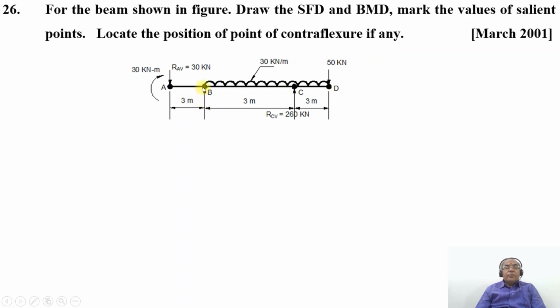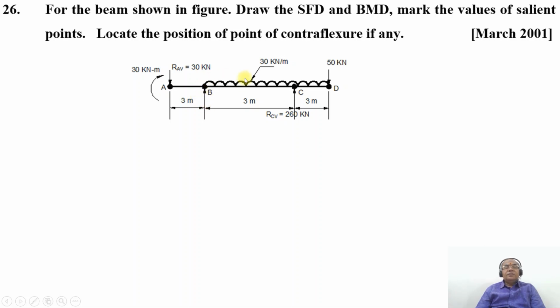So here we have an overhanging beam ABC, which overhangs by 3 meters on the left hand side and also 3 meters on the right hand side. At the point A, we can see the load is acting downwards, which is RAV, which we need to find out. Then we have the clockwise couple, which is 30 kilonewton meter at the point A. And you have the load at B.